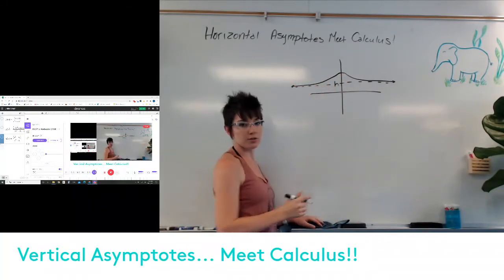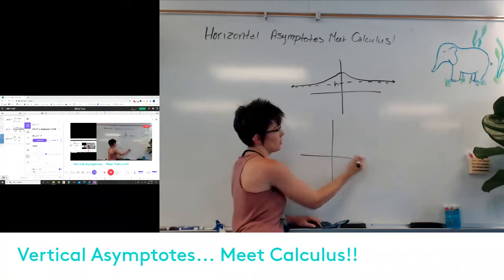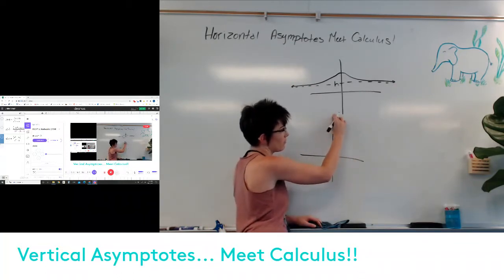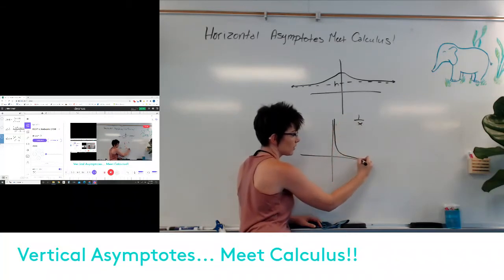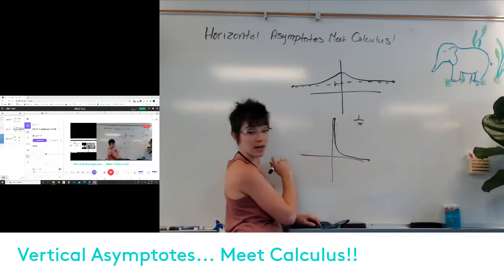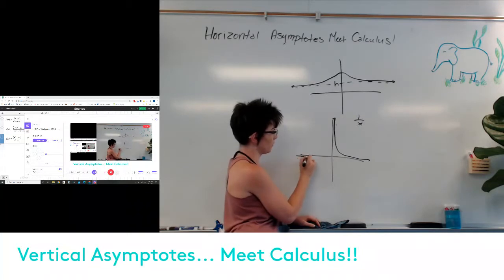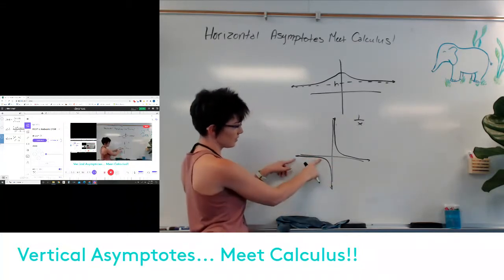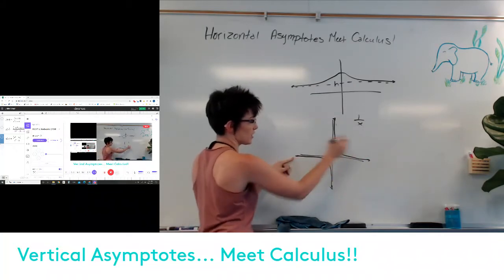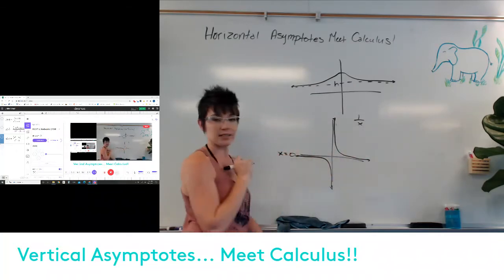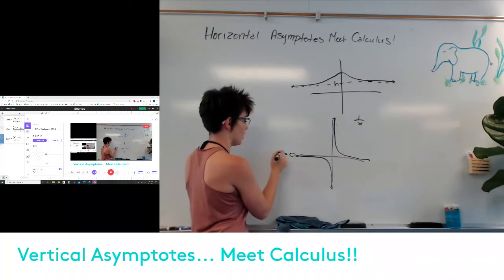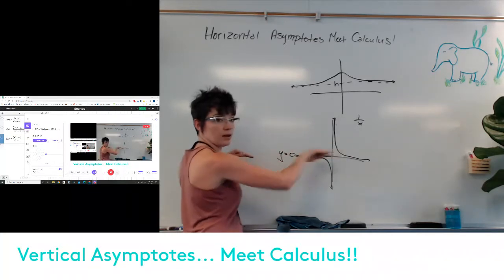We've also seen horizontal asymptotes with our parent function 1 over x, which, if you recall, looks something like this. It has a vertical asymptote too, but notice that it has these horizontal asymptotes, and this one's actually at, sorry, y equals 0. It's a horizontal line.